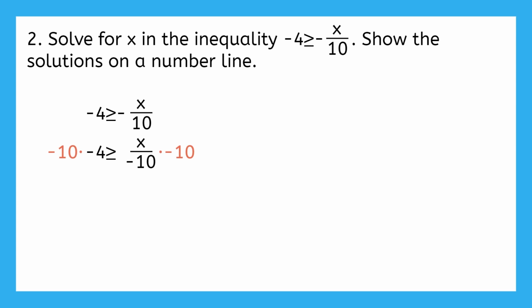And what does that give us? We have 40 on the left and x on the right. And the inequality now has to change from greater than or equal to less than or equal to. Now, can you explain why our inequality changed? Was it because we had a negative here in front of the 4? Or because of the negative in front of the 10?